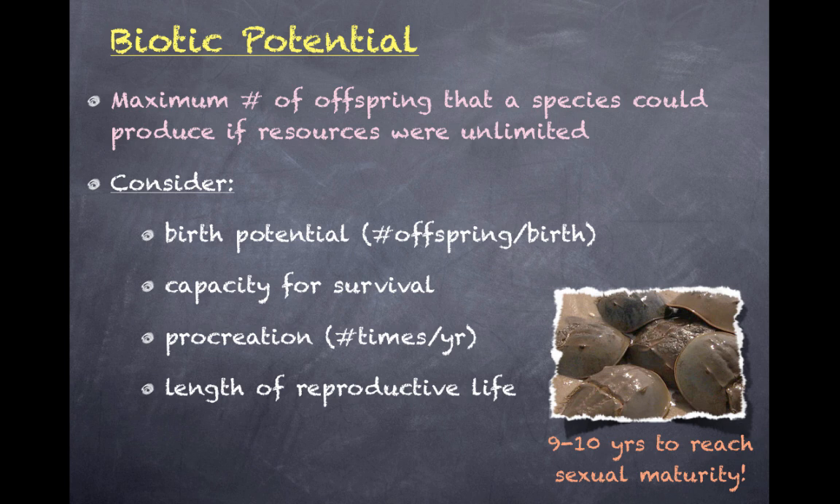Procreation is another factor that influences biotic potential. How many times per year do these animals procreate? And then also, on that same note, how long is their reproductive life? Or how long will it take for them to actually get to the point where they can reproduce? Example being horseshoe crabs. It can take them 9 to 10 years to even reach sexual maturity.